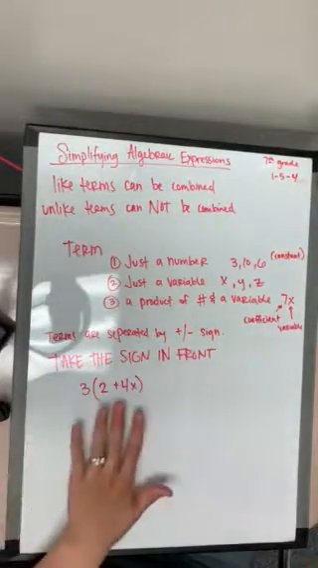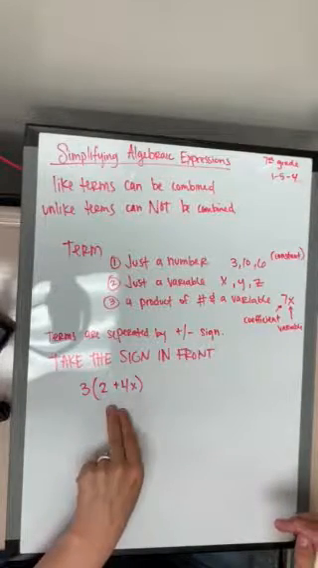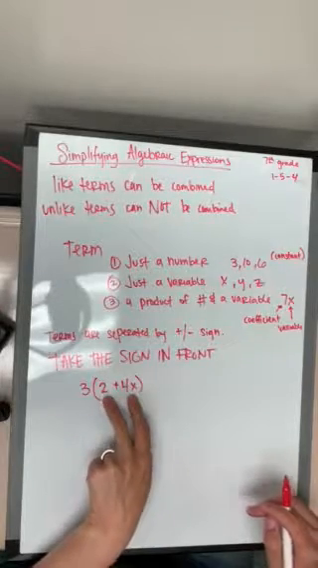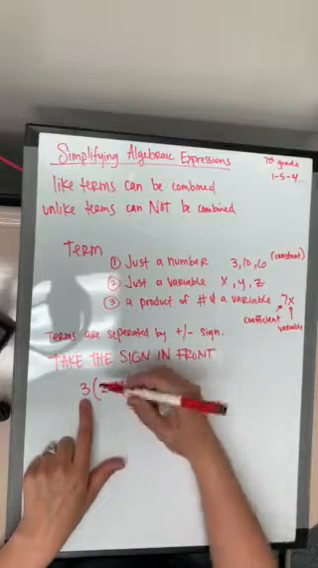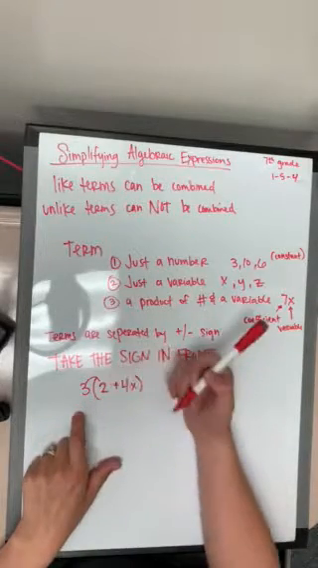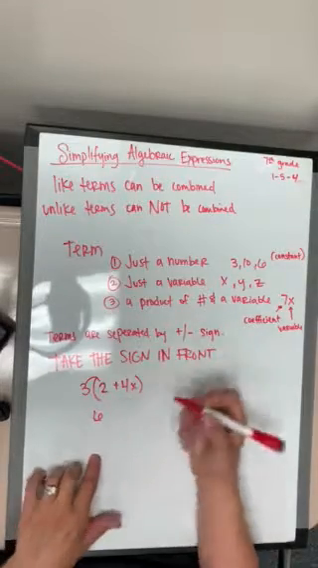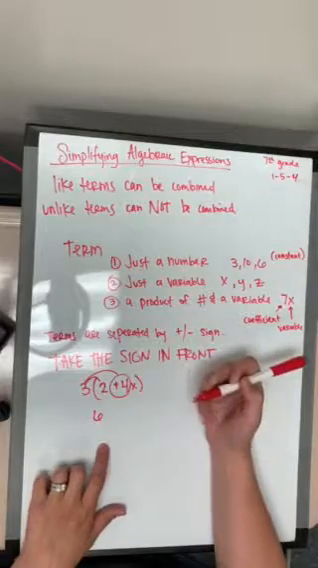Now, when we went through the distributive property, if you can combine what's in those parentheses, you're more than welcome to. We can't because they are unlike terms. So because we can't, we still have to take this 3 to both of them. So we will multiply this 3 by the 2. 3 times 2 is 6. And then we also need to multiply it by a positive 4, okay?